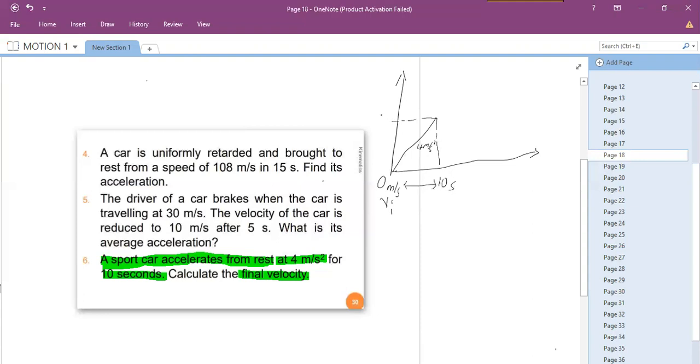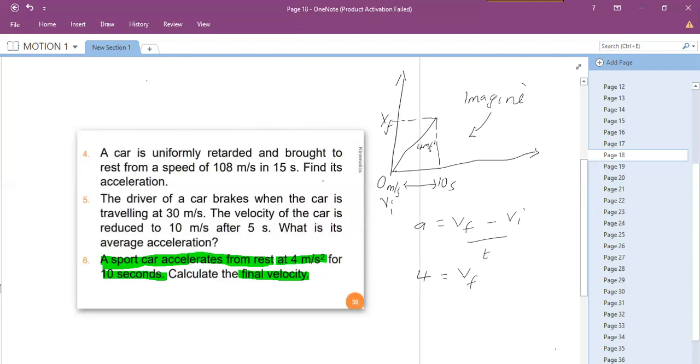So the question is asking us to find the final velocity. So imagine this question like this. Now that we have all the unknowns, we're going to say acceleration is final velocity minus initial velocity over time. The acceleration is the slope. It's been given as 4. The final velocity is the one that we want to find. So Vf minus the initial velocity, it's 0.